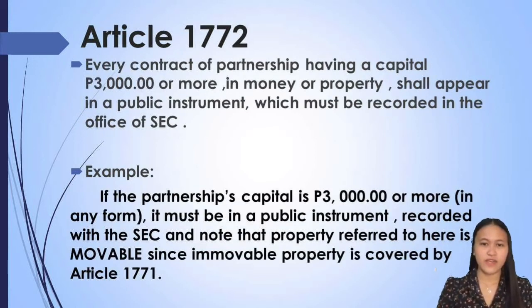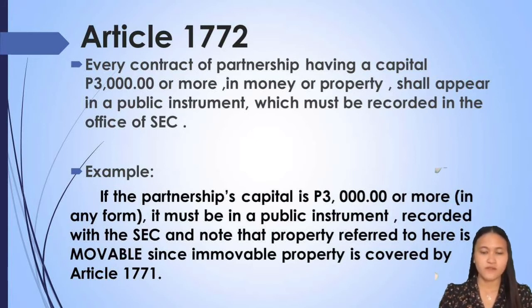Article 1772. Every contract of partnership having a capital of 3,000 pesos or more in money or property shall appear in a public instrument, which must be recorded in the office of the SEC. Example: if the partnership's capital is 3,000 pesos or more in any form, it must be in a public instrument, recorded with the SEC, and note that the property referred to here is movable, since immovable property is covered by Article 1771.